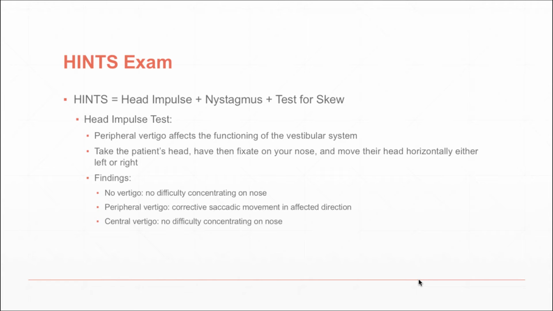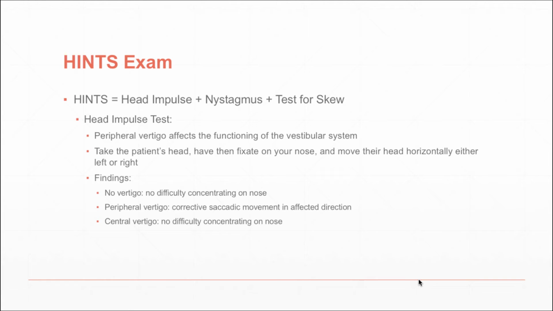There should be a smooth movement of the eye. Somebody with peripheral vertigo, when you do this, you'll see these saccadic movements. So while you're moving their head, you'll have these saccadic movements while they're trying to focus on your nose. That's an abnormal test, but it's reassuring because it indicates peripheral vertigo. If somebody's having vertigo and it's a central lesion, they won't really have these saccadic movements. They'll have a normal test.